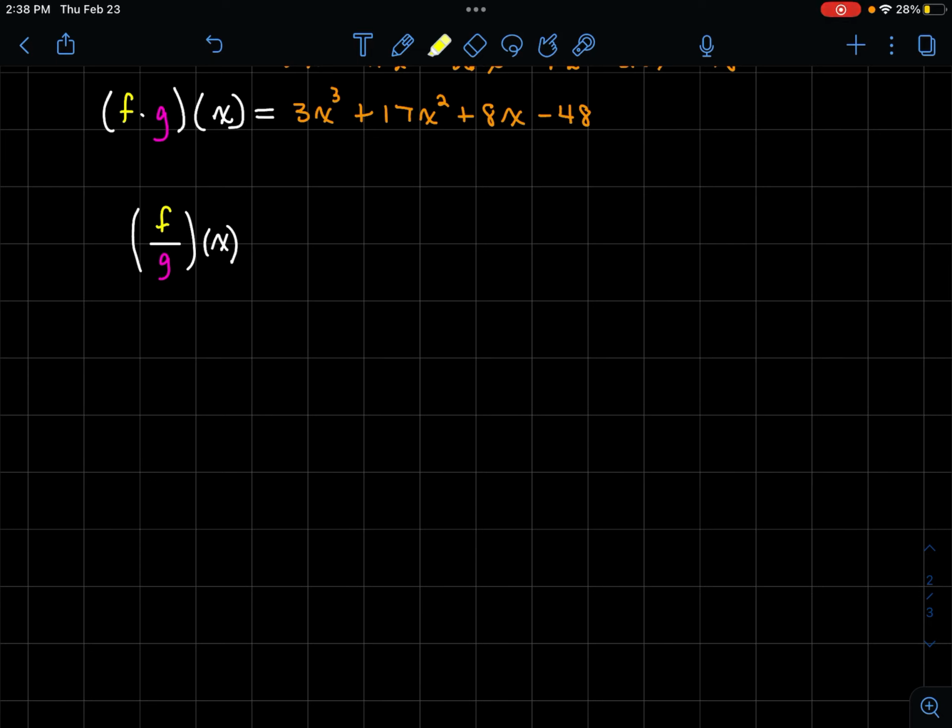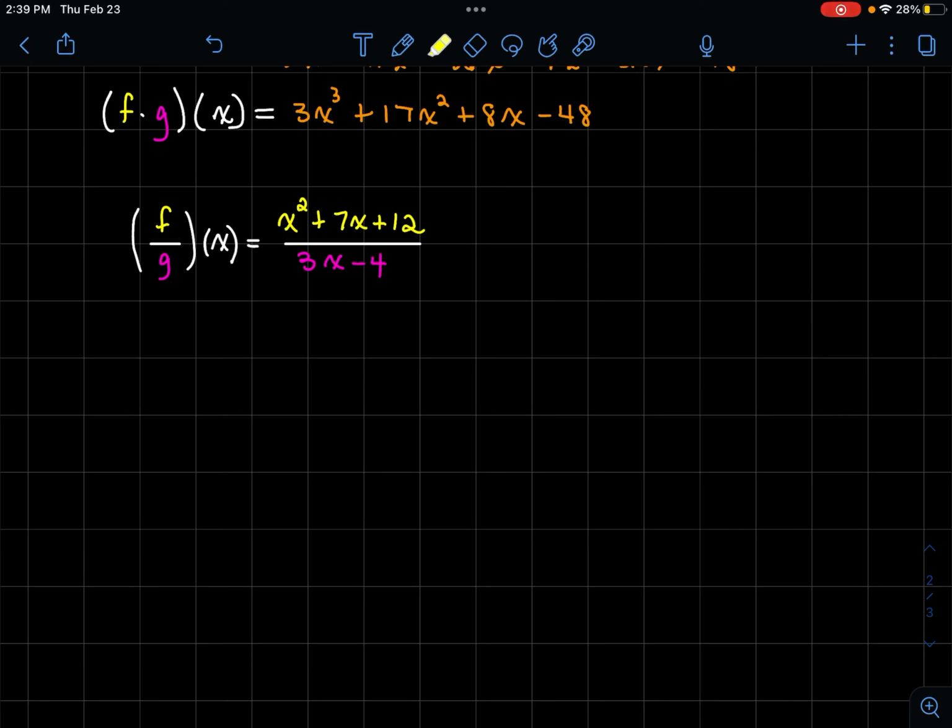The last operation, f divided by g of x. Notice that yellow is on top, pink is on bottom, so we write the yellow function on top of our fraction and the pink function on the bottom of our fraction. So there's our yellow function. We need to make sure that is over the pink function, 3x minus 4.